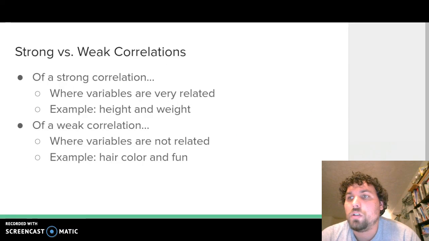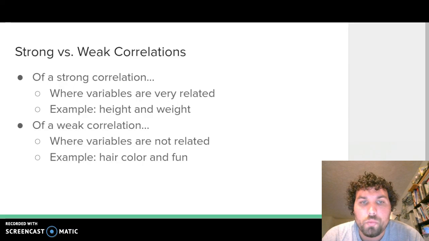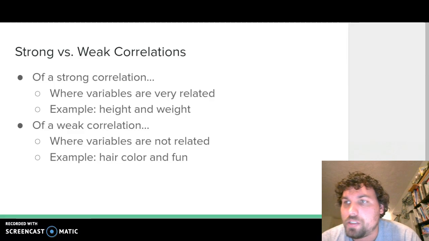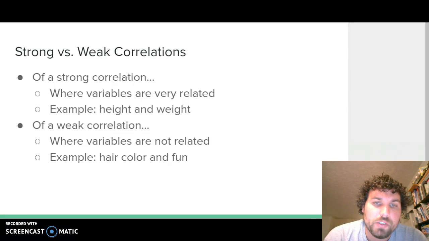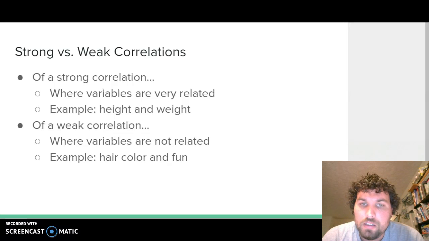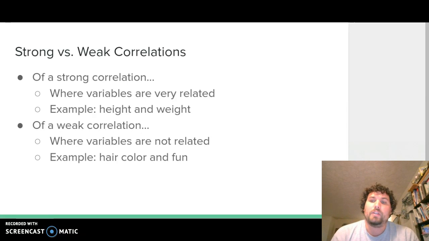Now, there's also strong and weak correlations, and we'll look more at this with the correlation coefficient in a little bit. A strong correlation is where variables are very related. When we look at the example of height and weight, the taller you are, the more you're going to weigh. So those two variables will be very related. It'll be a strong correlation. A weak correlation would be where the variables are not very related, or not related at all.